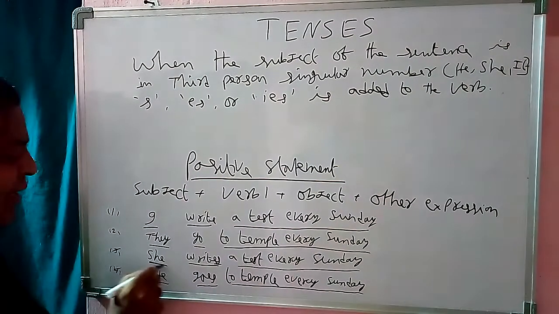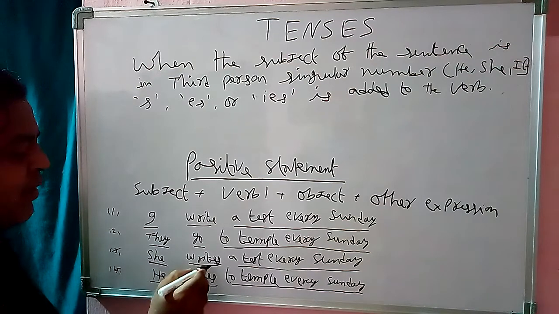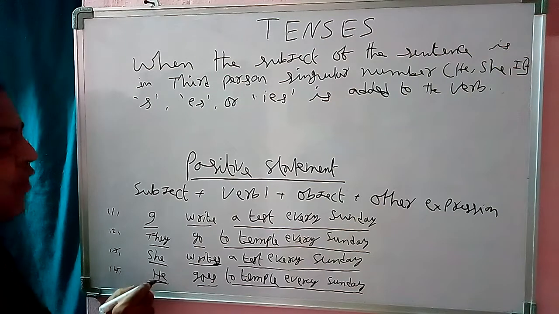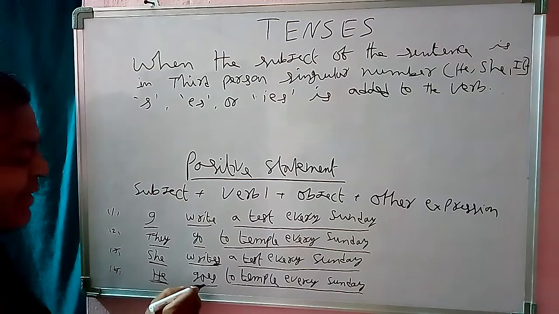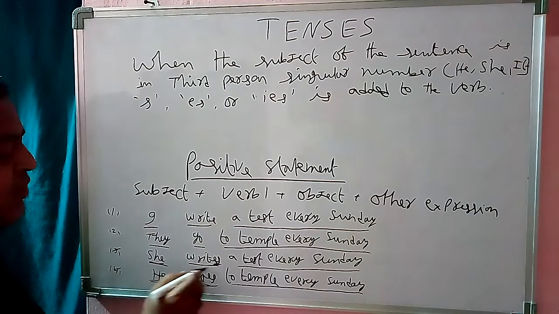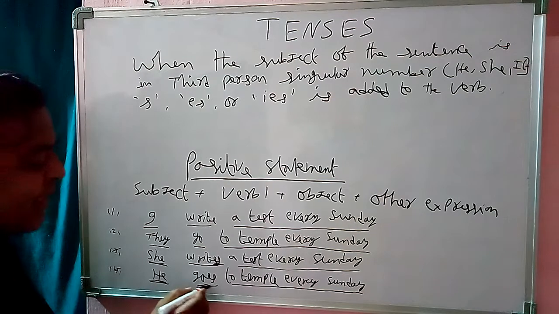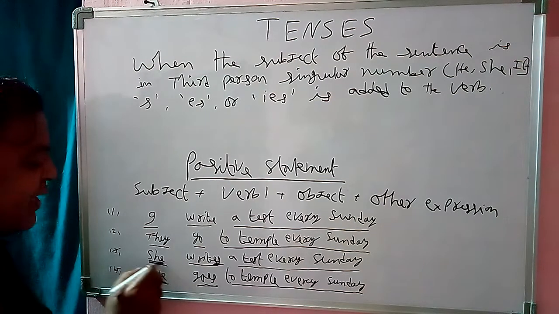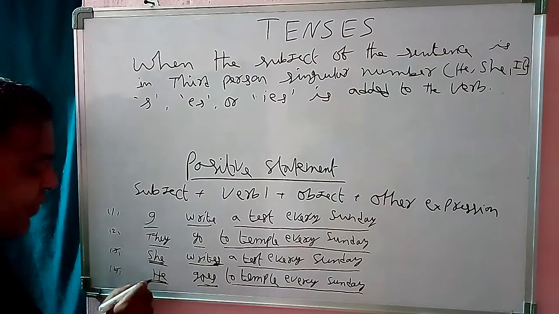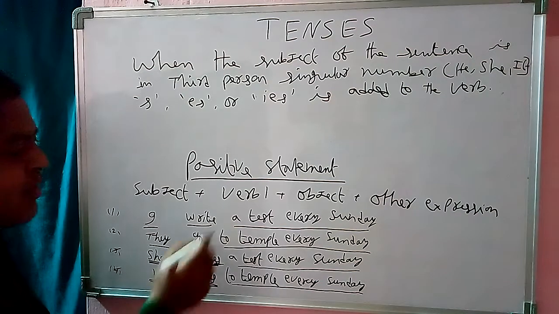Here she is third person singular number. Because of this reason, s is added to the verb. Here he is third person singular number. Here es is added to the verb.